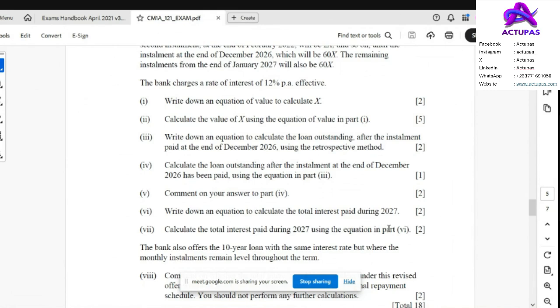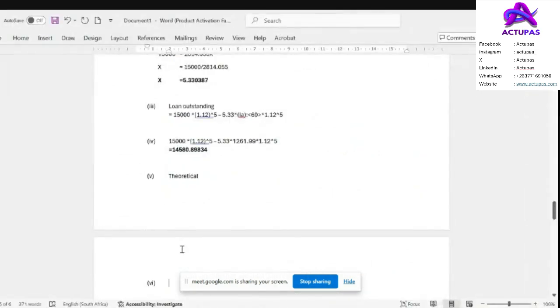So during 2027, the installments are now 60x. That would be the installments. So we can calculate the interest repaid during 2026 by saying the total repayments made minus the capital that would be paid. So how do we determine that? So let's calculate this.